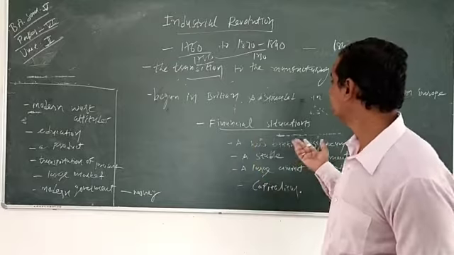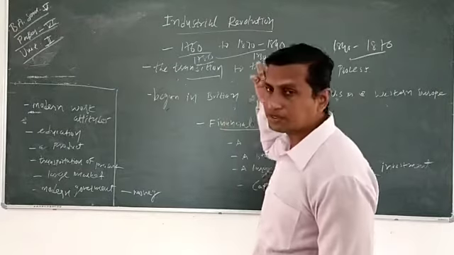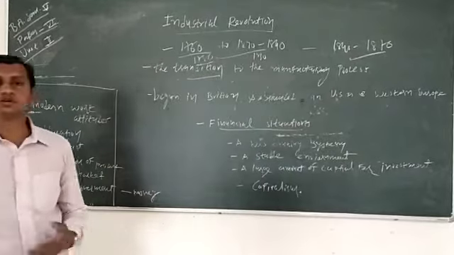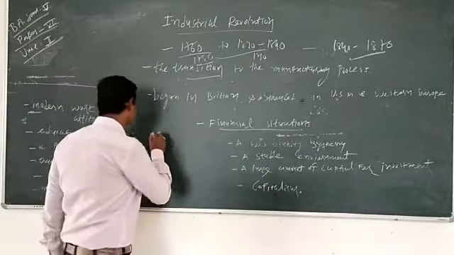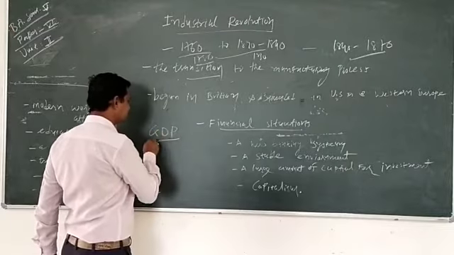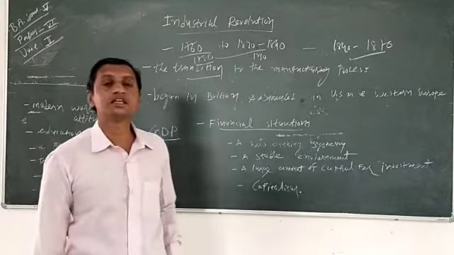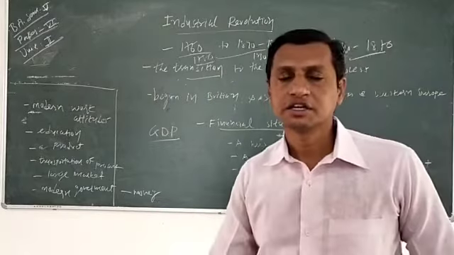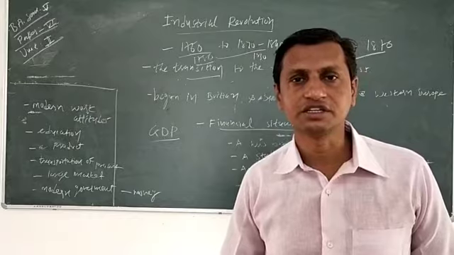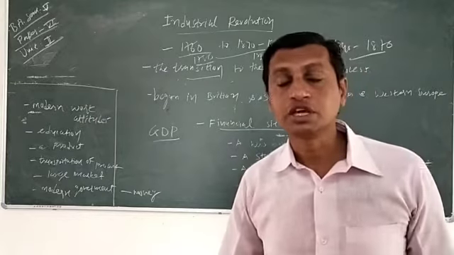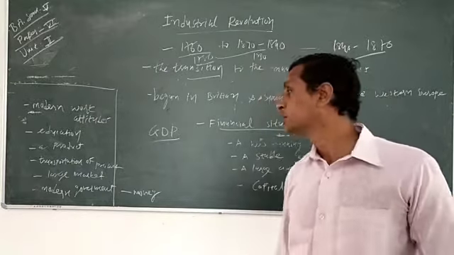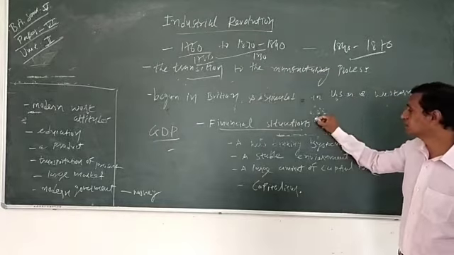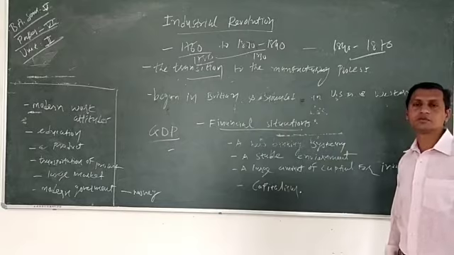Here I want to write down both sides. In the financial situation, the industrial revolution raised the GDP, the growth and development of the product. So there was a change in the financial system, and it happened to the GDP. Particularly in the financial situation, the reasons were that a new banking system developed.